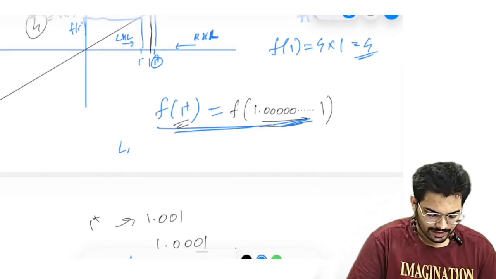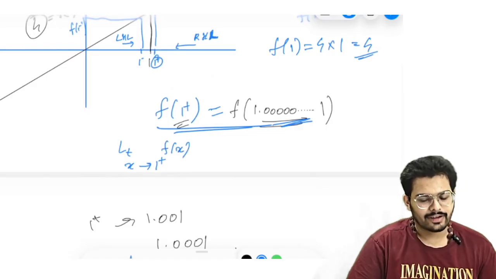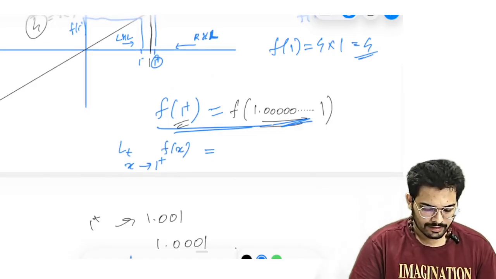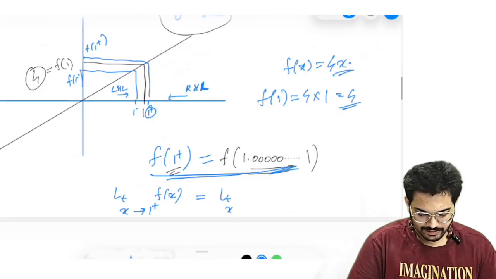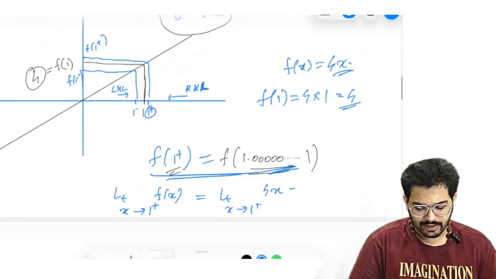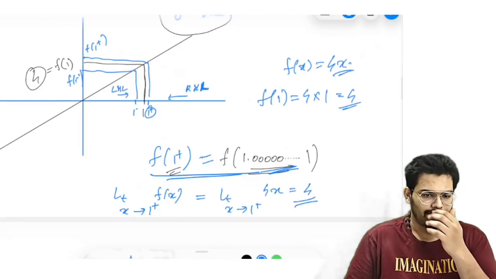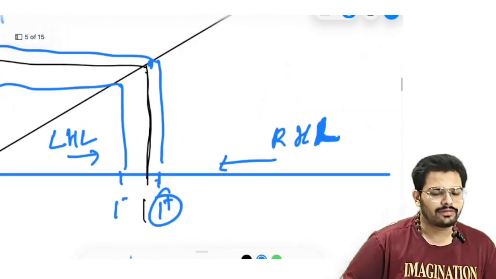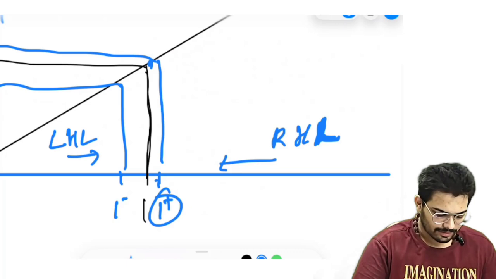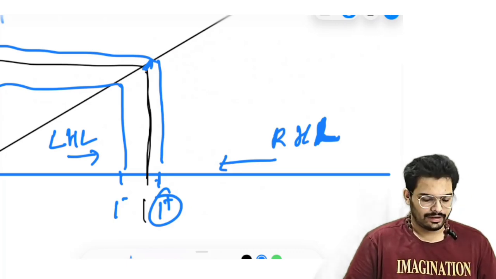We only use, when x is approaching from the positive side, what is the value of the function? The function's definition is given, that is 4x, so the limit as x tends to 1 plus of 4 into x is 4, which means the value is approaching 4. If the approaching value is close to the function value, then the function will be continuous.